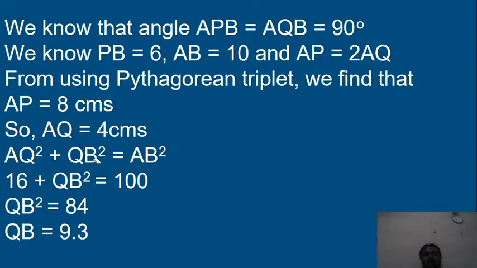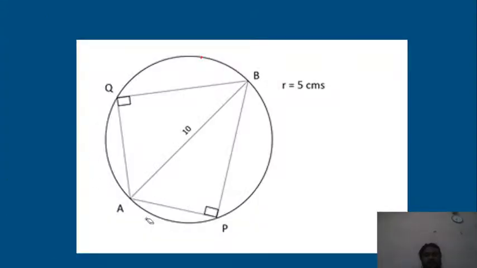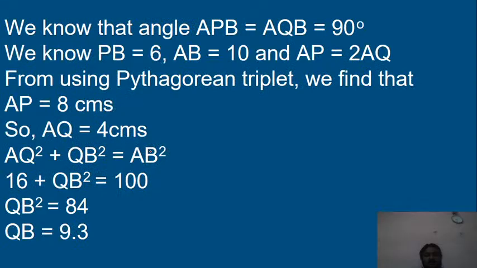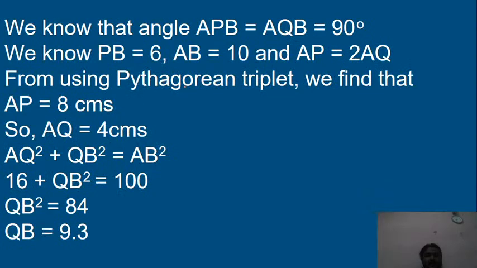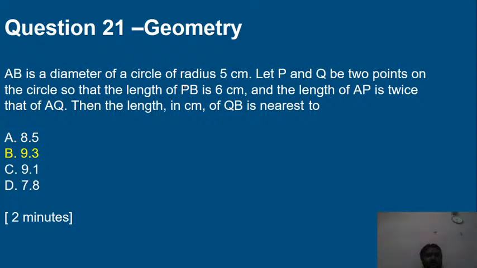Okay, so now I know that angle APB is equal to angle AQB, and I know PB is equal to 6 and AB is equal to 10. So this length PB is equal to 6 centimeter. So if this is 6 centimeter, this obviously becomes 8 centimeter. Now AP is twice AQ, so this AQ becomes 4 centimeter, and if this becomes 4 centimeter, QB is nothing but root 84, and root 84 is nearest to, when you solve root 84, you get 9.3, which was your answer B.